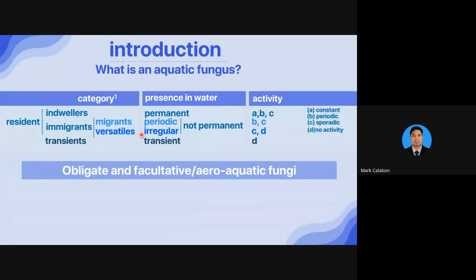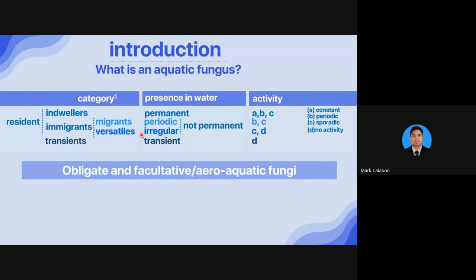But also, there are aquatic fungi that are transient, so they have no activity in water. Maybe they just came from a terrestrial runoff from the other environments. But when they are submerged already, there is no activity. They are not growing properly, and after quite some time, they perish on that particular substrate.